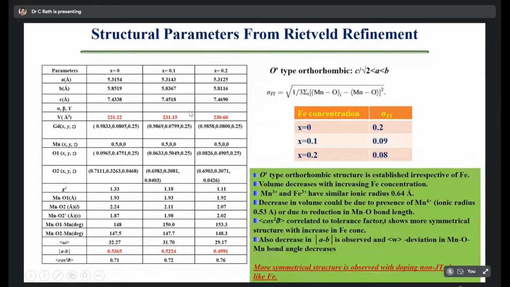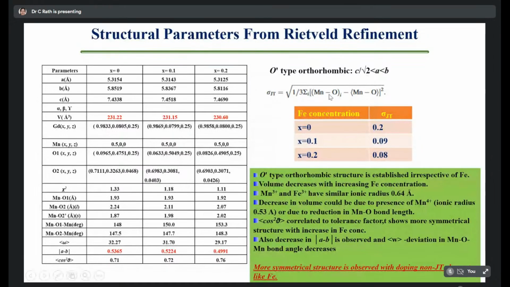You can see it decreases with increase in iron up to 0.2, from 231.22 to 230.60. And then other features like the a minus b parameter also decrease. Then cos square theta increases. This W, the angle between Mn-O, also decreases with increase in iron concentration. So what these results in fact indicate is that the structure is fitted to O prime type orthorhombic, where c/√2 is less than a is less than b. So up to 0.2 we observe the orthorhombic structure of O prime type.